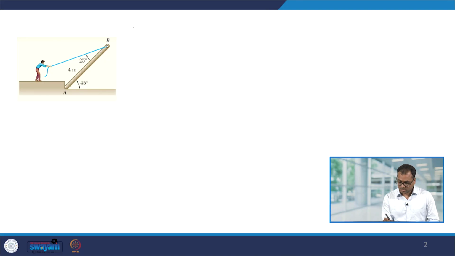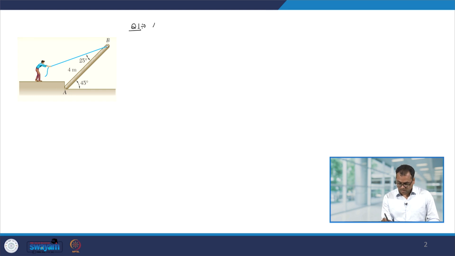Hello everyone, welcome to the lecture again. In the last lecture, we looked at the equilibrium condition for one dimensional object, two dimensional object and three dimensional object. Today, we are going to do more examples on the equilibrium of the rigid bodies in two dimensional systems. So, let us look at the following problem statement.